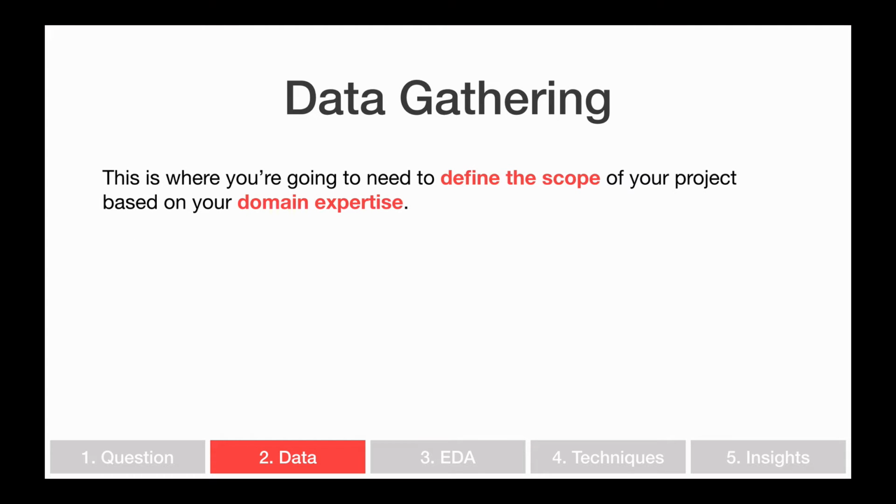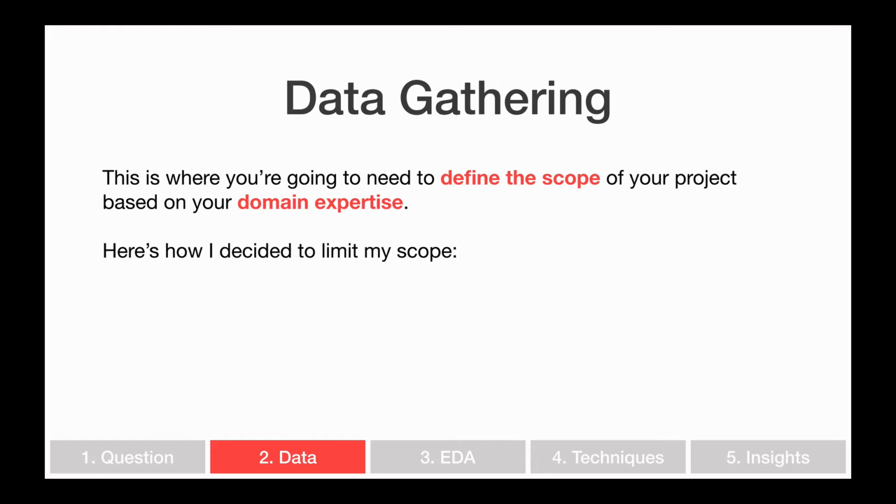And this step is a very difficult step in the data science project. It's where we have to define the scope based on your domain expertise. And so there's no right or wrong answer to this step. It's all about what you think makes the most sense, and as long as you can prove that that makes the most sense, then you've got it right.